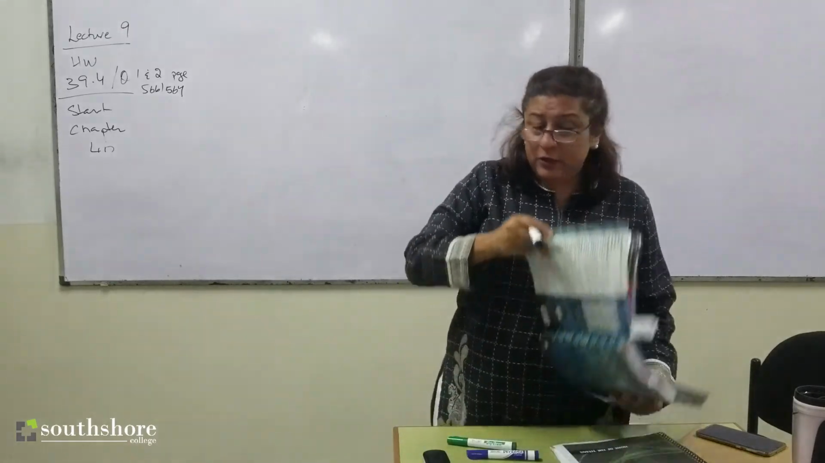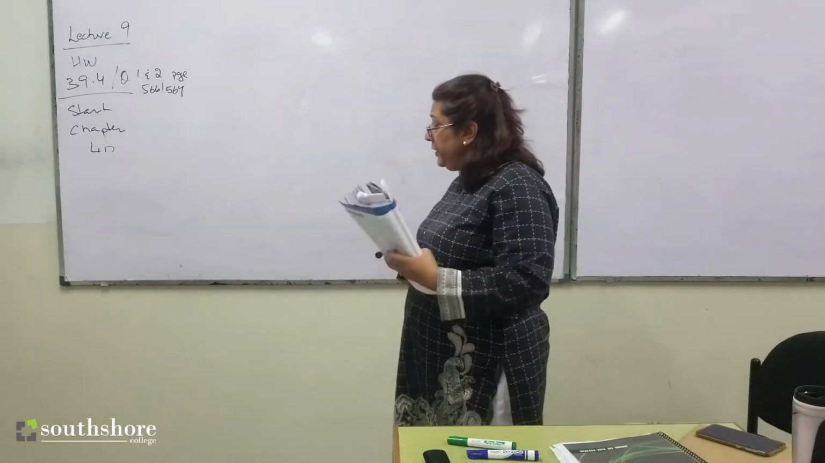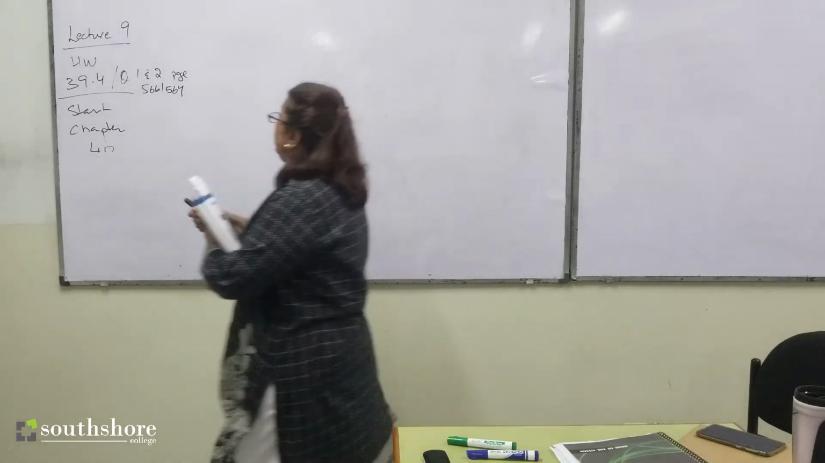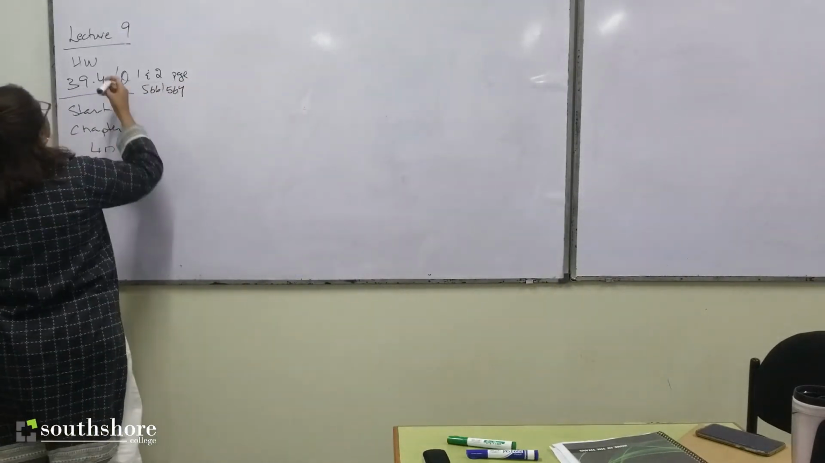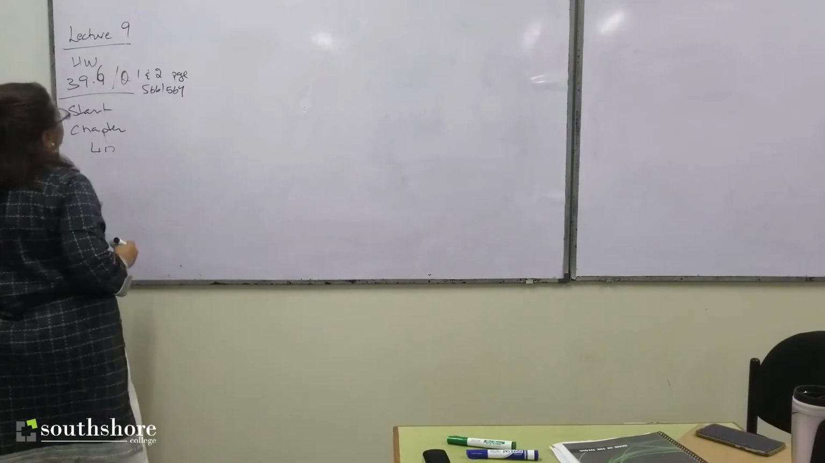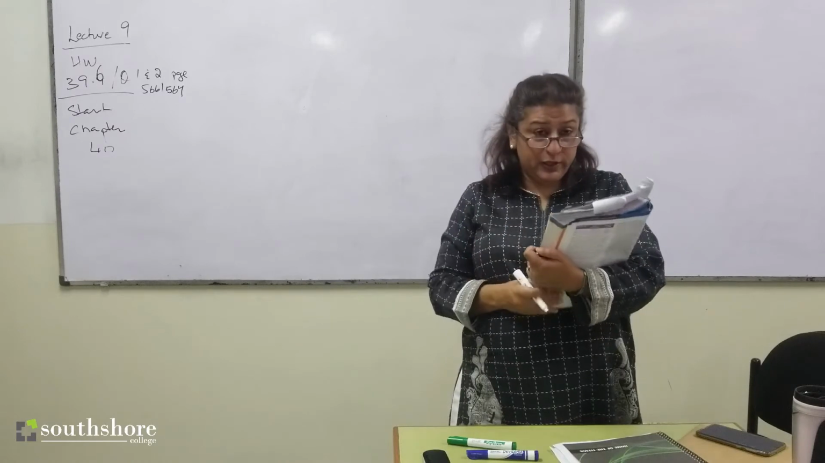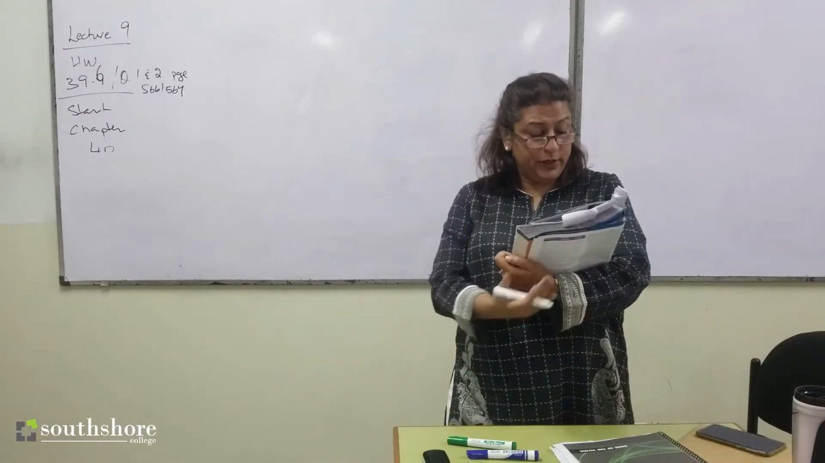So this is the answer to activity 39.6. I don't know why I've written 4 here. We've done 4 before. This is 39.6. Well, if you've done 4 and 5 before, now we are doing 6. This is the more complex decision trees.